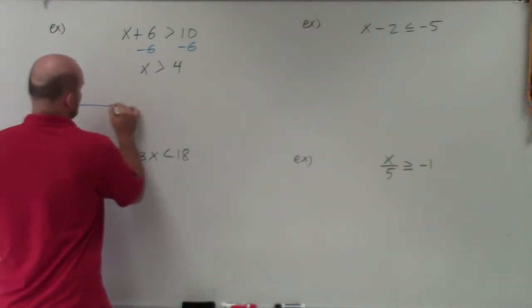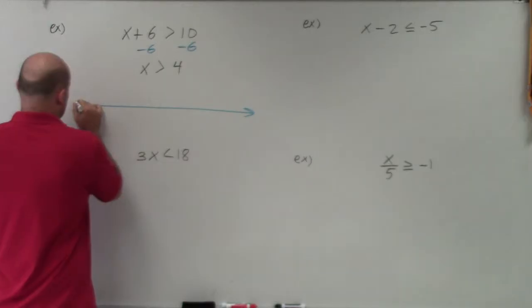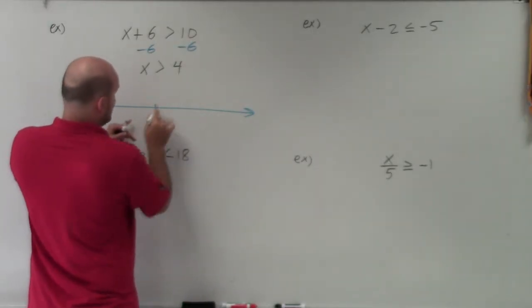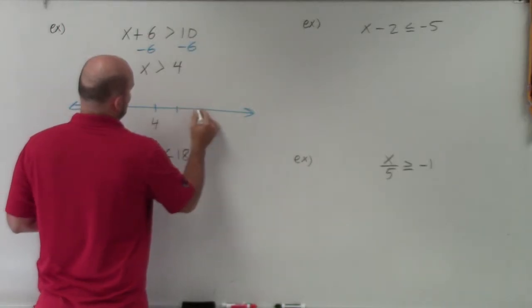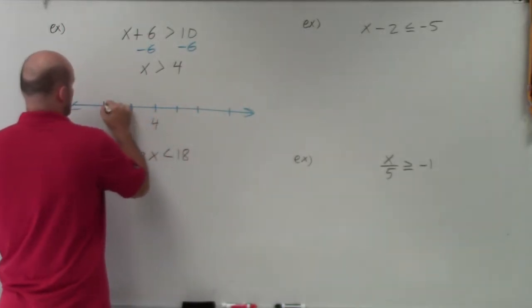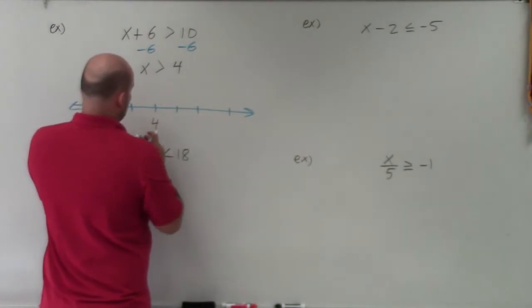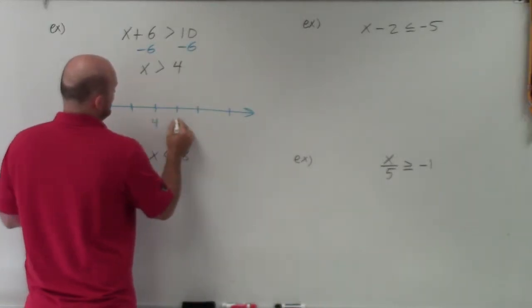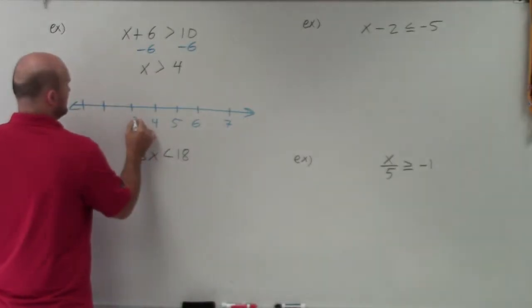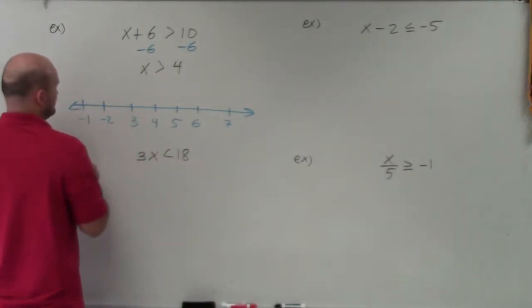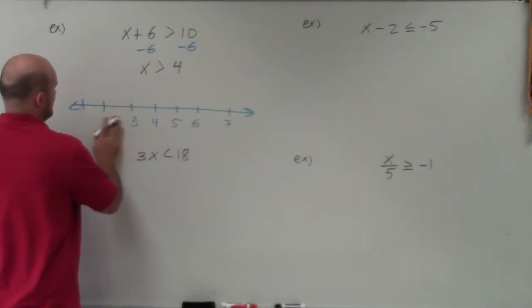So what I'm going to do is create a number line. And in the middle of my number line, I'm going to use my solution, which was 4. Then I'm just going to create some tick marks to the right and to the left. Now, values going to the right are going to be larger, and values to the left are going to be smaller.